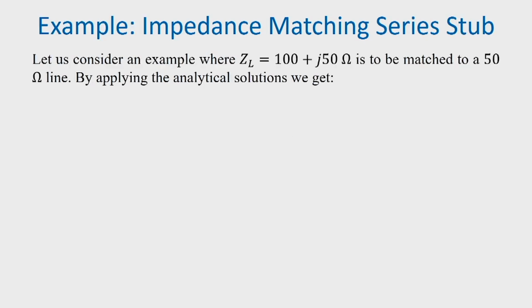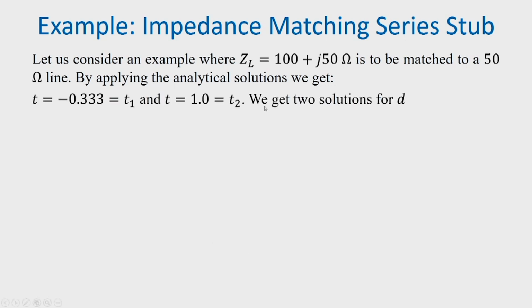So, let us now consider an example, and in this example we consider a load impedance ZL to be equal to 100 plus j 50 ohm, and this load impedance ZL is to be matched to a 50 ohm line. Then if we apply the analytical solutions, we get two values of t which are minus 0.333, which we call T1, and t is equal to 1, which we call T2.